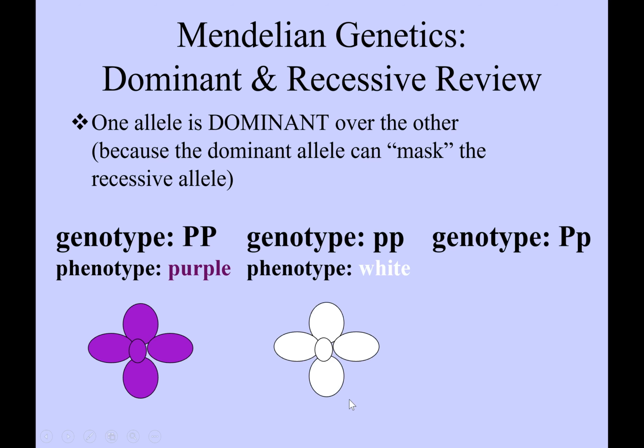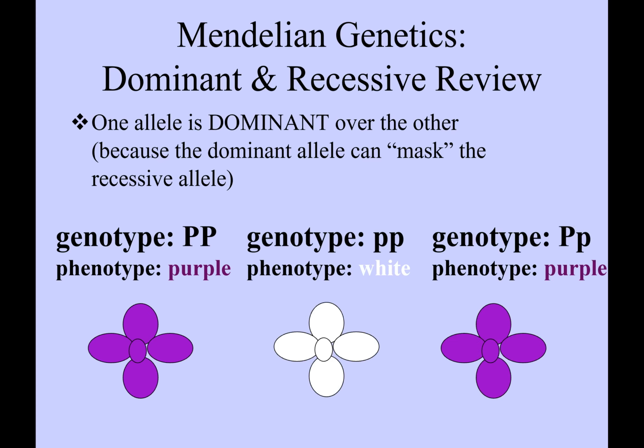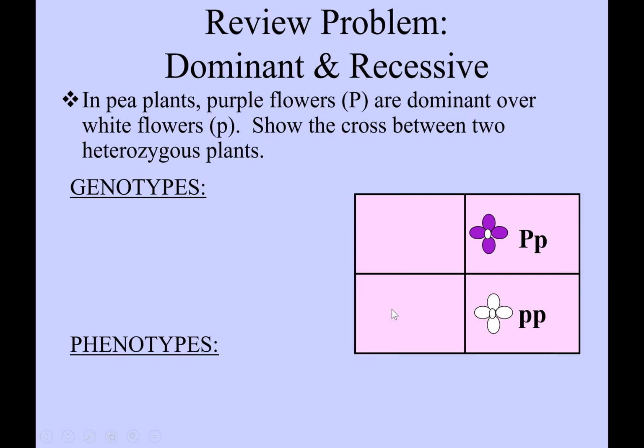But then if you have a heterozygous genotype, heterozygous, remember, means one copy of each allele, the dominant and the recessive, you will get a purple flower because in this case, the purple is dominant over the white. Remember that the word allele means different versions of a trait. In this case, the trait is flower color, and there is a purple allele and a white allele. We use the capital letter to represent the dominant allele, and the lowercase letter to represent the recessive allele. That should all be review for you.